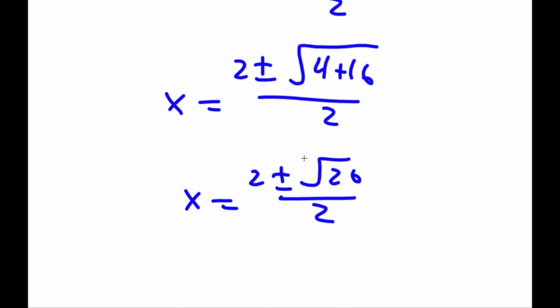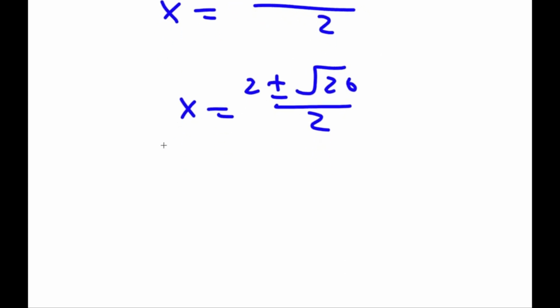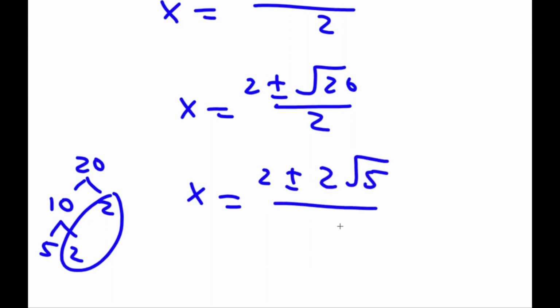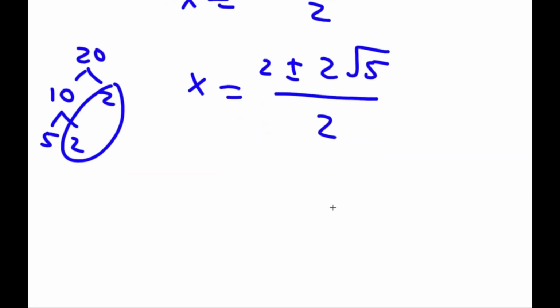Now, 20, we can actually simplify this radical. So 20 is the same thing as 10 times 2, and 10 is the same thing as 5 times 2. So as you can see, 2 here is going to be our outside number, and 5, because this is all that's left, is going to be what's on the inside. So we have 2 plus or minus 2 root 5 over 2.